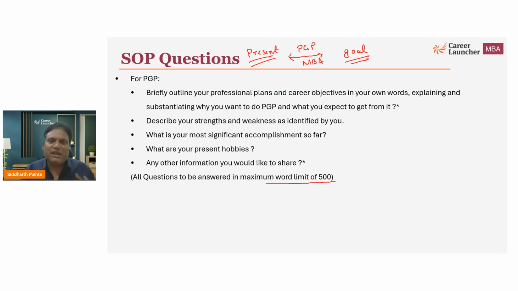You have to think about what is your goal: long term goal, short term goal. What is your present scenario? Now that is something which will have, say, academic qualification, the work experience, the skill sets, the strengths. This is your present. There is something which you want to reach. That is your goal. You need to tell how PGP acts as a bridge between your present and the future. That is your question number one.